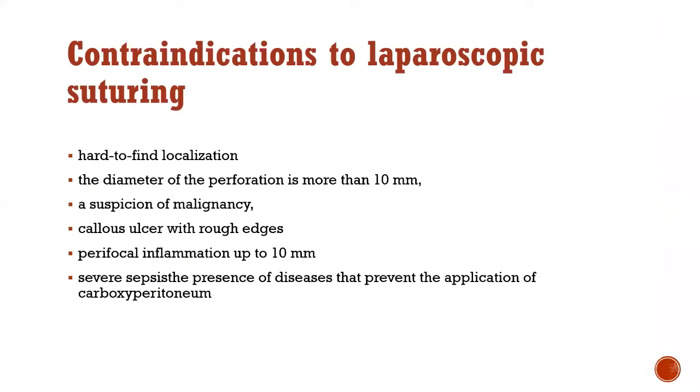And contraindications to laparoscopic suturing: hard to find localization of the posterior wall of the stomach and duodenum; the diameter of the perforation is more than 10 millimeters; a suspicion of malignancy; callous ulcer with rough edges; peripheral inflammation of the ulcer up to 10 millimeters.